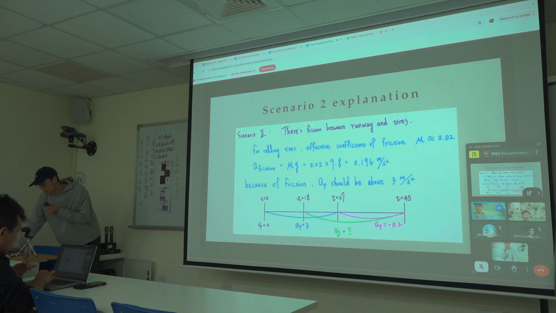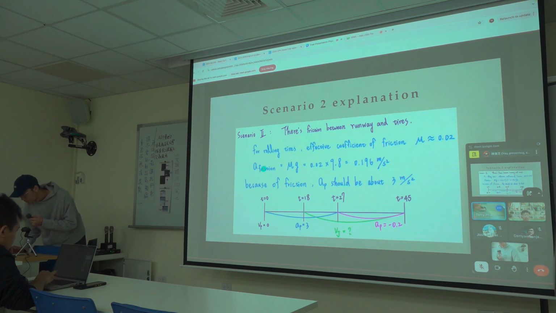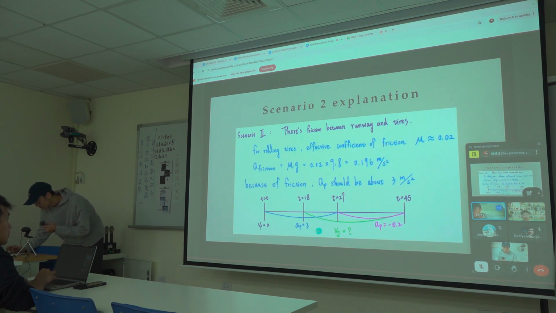Okay, for scenario 2, I considered the friction between the runway and the tires. For rolling tires, the effective coefficient of friction is 0.02. So there should be an acceleration backwards on the plane due to the friction. So this is the acceleration backwards on the plane. Okay.